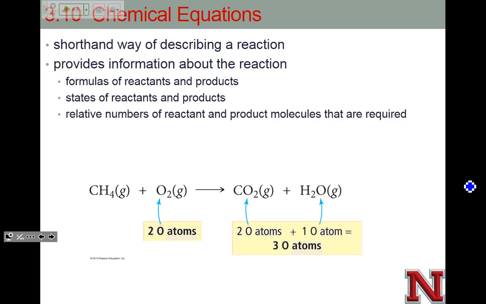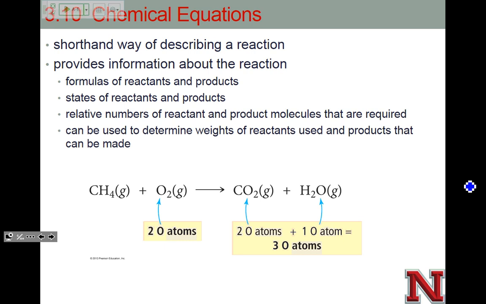We also show relative numbers of reactant and product molecules that are required to react with each other, especially in a full chemical reaction in a 1-to-1 ratio. So we're going to talk about that and talk about balancing our equations and why that's important. Our chemical equation tells us a lot of things. We can use that to determine the weights of reactants used. We can predict how much product we expect to form.